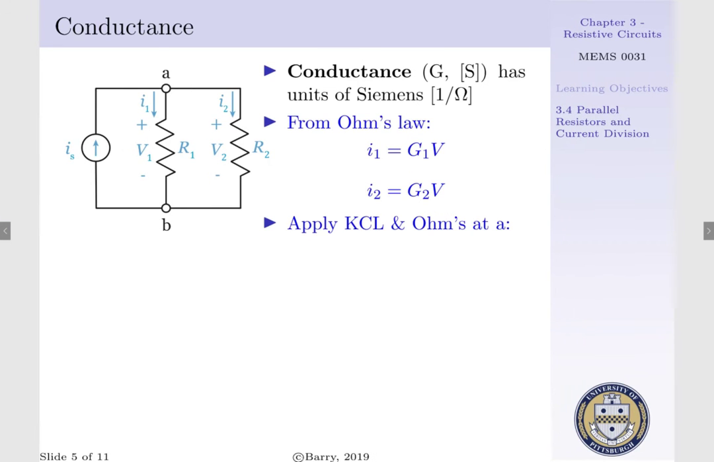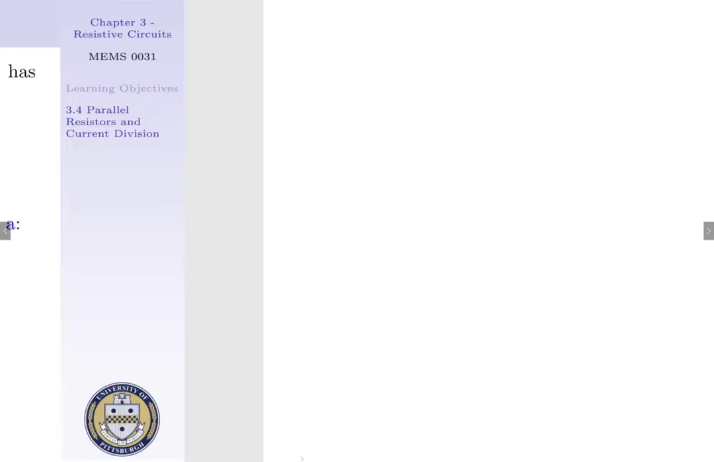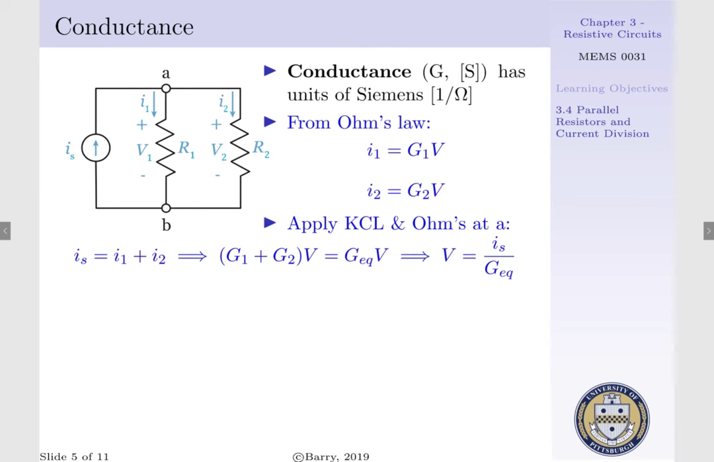If we apply KCL and Ohm's law at node A, we can solve for our current running through R1 and R2 in terms of our source current as well as the conductance of each element. Applying KCL at A, we have our source current entering our system is equal to I1 plus I2. If we express I1 and I2 in terms of our conductance and voltage potential using Ohm's law, we can say our source current is equal to G1 plus G2, that quantity times our voltage potential, where we define our equivalent conductance, GEQ, as the sum of G1 plus G2.